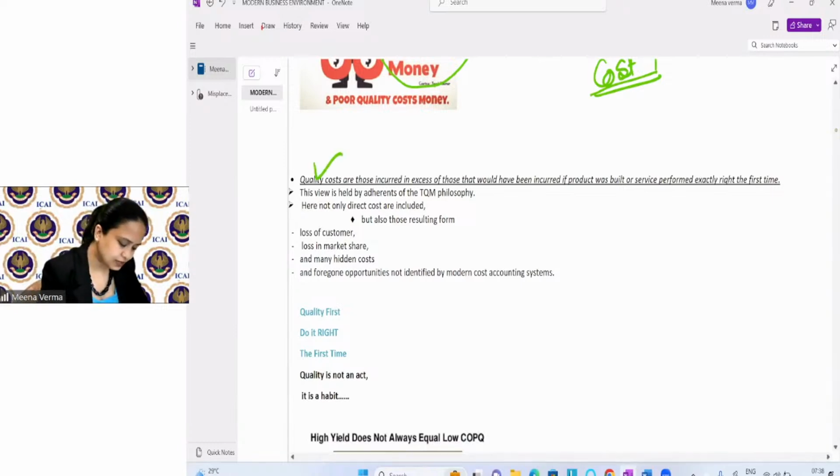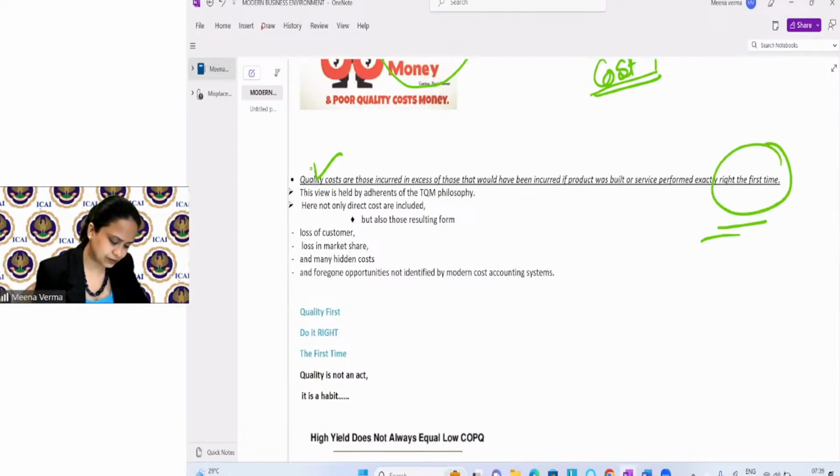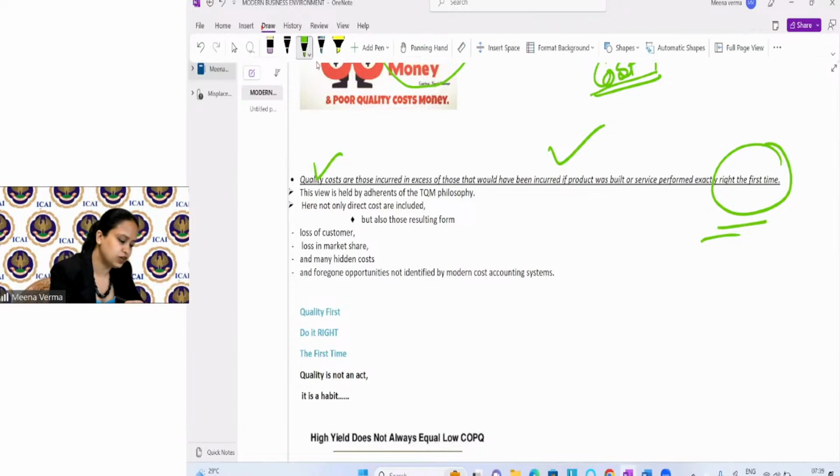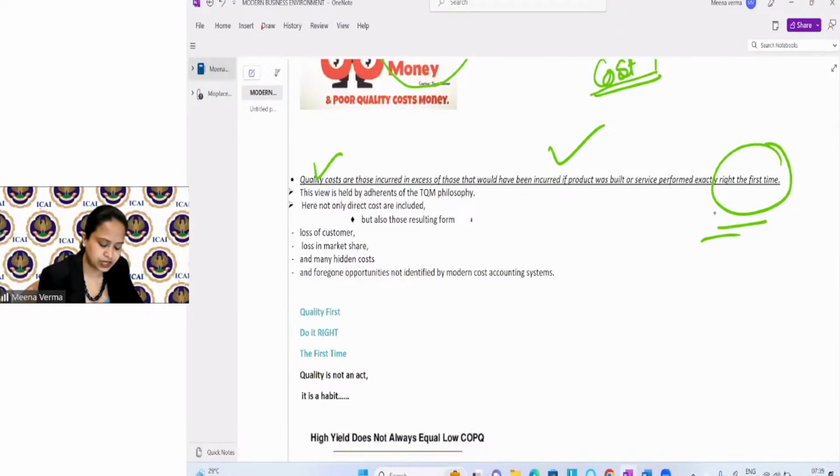Now let's understand the third view about the quality, right? Quality costs are those incurred in excess of those that would have been incurred if the product was built or services performed exactly right the first time. Now, see, this is the third point, and this is the most famous point, the most important thing which we have to study here. What is mentioned here? Produce the quality product right the first time.